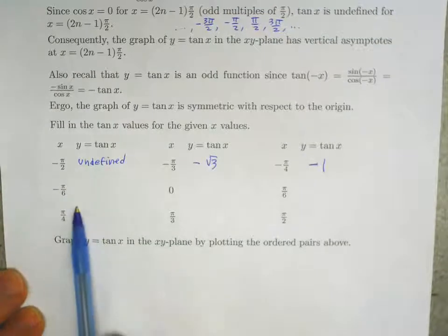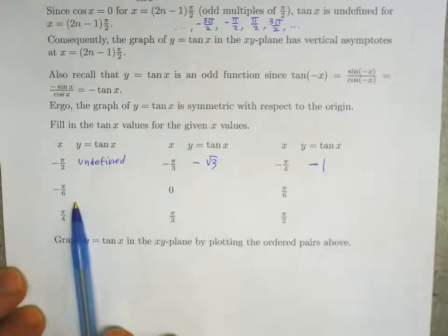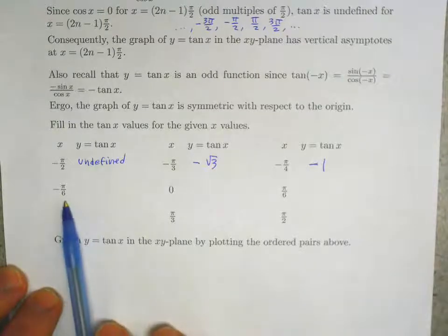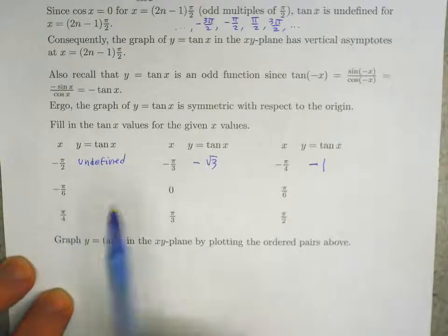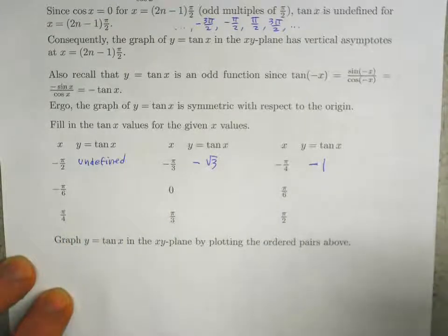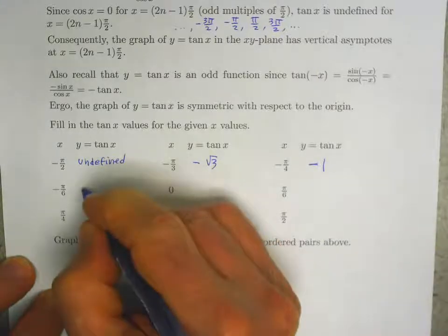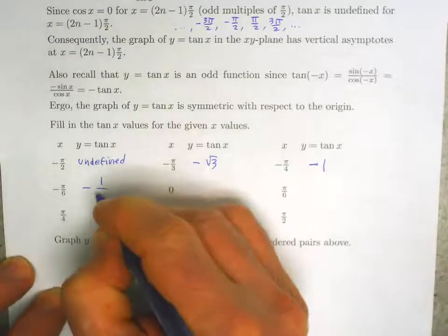Okay, a few more. Tangent of negative pi over 6 is equal to sine of negative pi over 6 divided by cosine of negative pi over 6, or negative 1/2 divided by the square root of 3 over 2. That simplifies to negative 1 over the square root of 3.